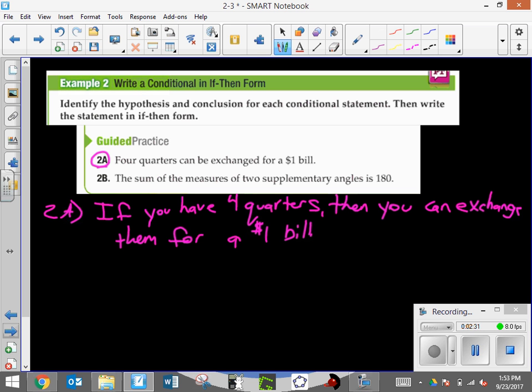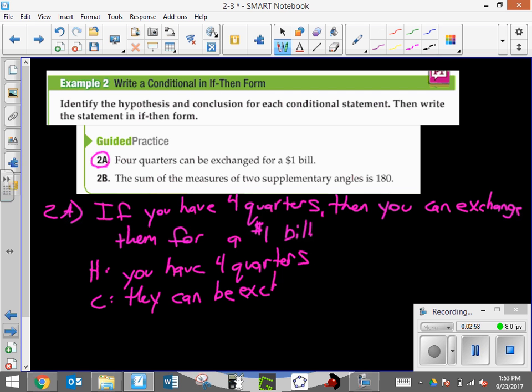The last part that you need to do is, again, identify your hypothesis and conclusion. Again, your hypothesis is what follows the word if. So my hypothesis is you have 4 quarters, and your conclusion is then they can be exchanged for a $1 bill.